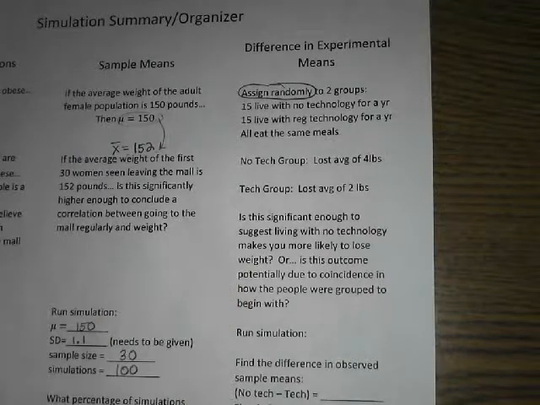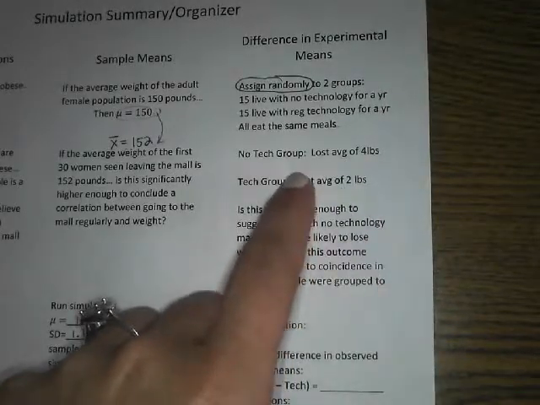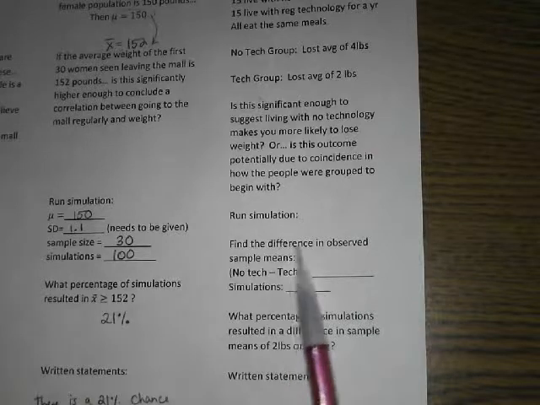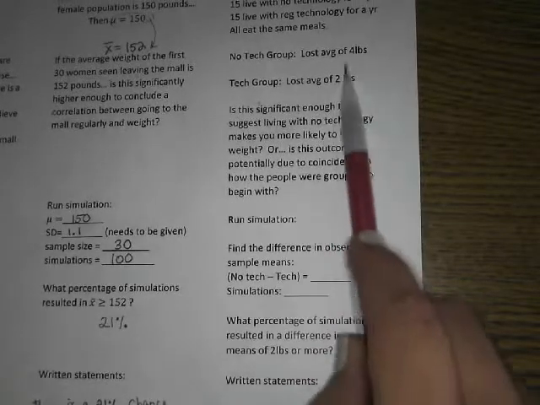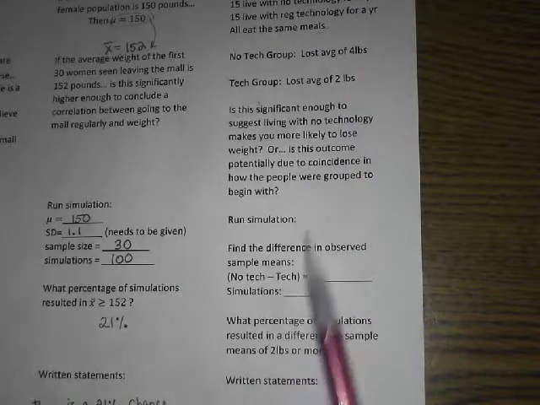Maybe, because there's always sampling variability, even if everybody lived under the same conditions, we would have different weight losses for everybody. Okay? Maybe it just so happened that the way it was quote-unquote randomly done happened to put people who were more likely to lose weight already in the no-tech group. So we would run our simulation, and the biggest thing is to first find the difference in the observed sample mean. So my sample mean of 4 versus my sample mean of 2, and I say to take the no-tech minus the tech. So 4 minus 2 would be 2 pounds.